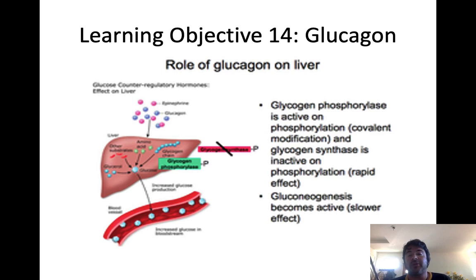So final learning objective is glucagon. So we've talked about insulin, diabetes. Now we're going to talk about the role of glucagon. So glucagon, stimulus for glucagon release, low levels of blood glucose, right? Receptor alpha pancreatic cell, control center alpha pancreatic cell, effector the hormone glucagon. Glucagon's primary target is the liver.